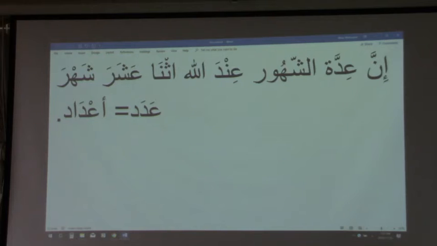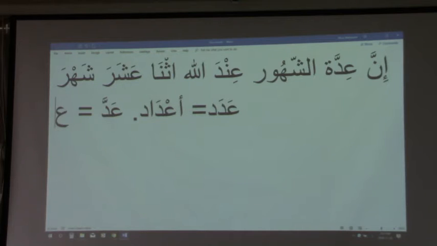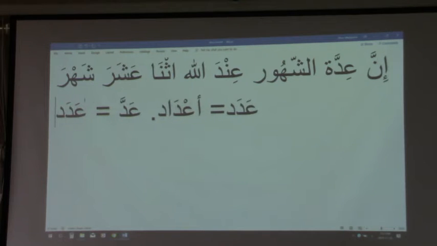Now what is the verb? What is the root word as a verb? The root word is, look here. In reality, it's adda. But of course, how do we write it? How do we break it? Adda. Adda means to count. Let me repeat again.